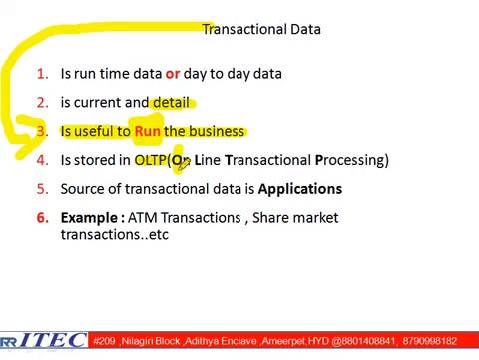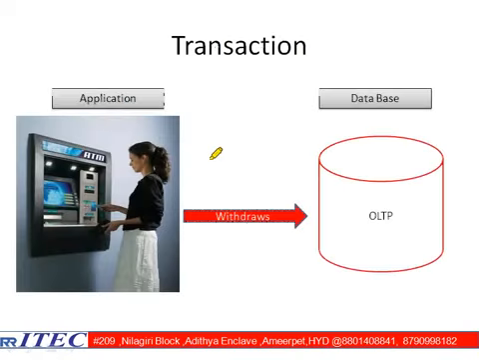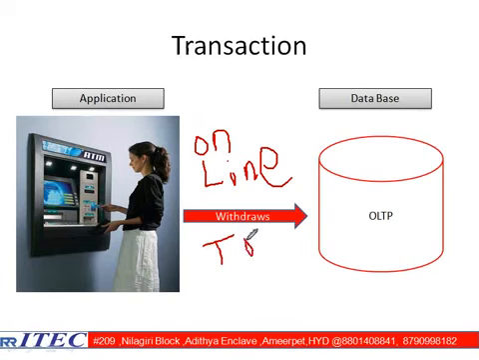OLTP stands for Online Transaction Processing. Why is this database called OLTP, and how did this name come about? If you look at this diagram, whatever she is doing here, is it an online activity or an offline activity? It is an online activity only. And whatever she is doing, the withdrawal, can I call it a transaction? Yes, you can call it a transaction.